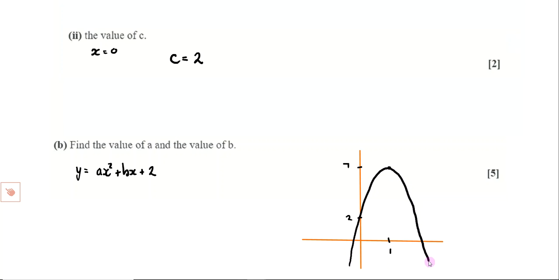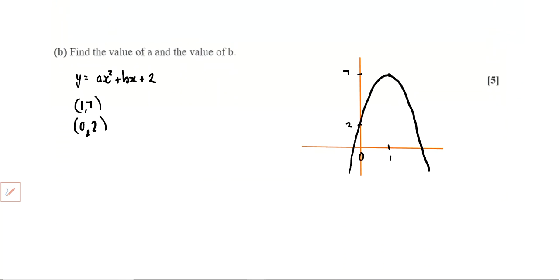Now, how many points did I say to you in lessons that you need to be able to determine the equation of a quadratic? 3. So our 3 points are 1, 7, 0, 2, and a third point. Well, we're not told a third point, are we? But we can work one out. What's the third point we can work out?